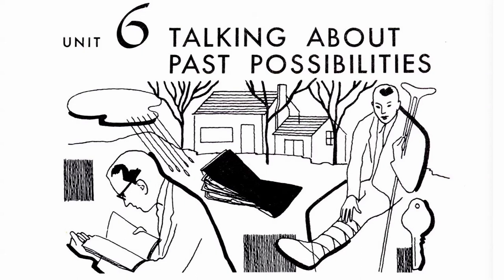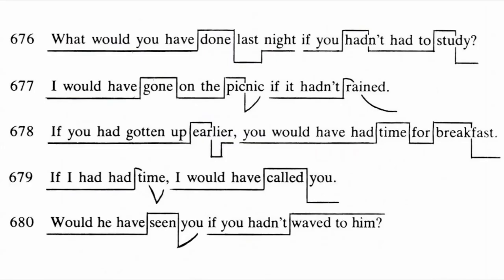Talking about past possibilities. What would you have done last night if you hadn't had to study? I would have gone on a picnic if it hadn't rained. If you had gotten up earlier, you would have had time for breakfast. If I had had time, I would have called you.